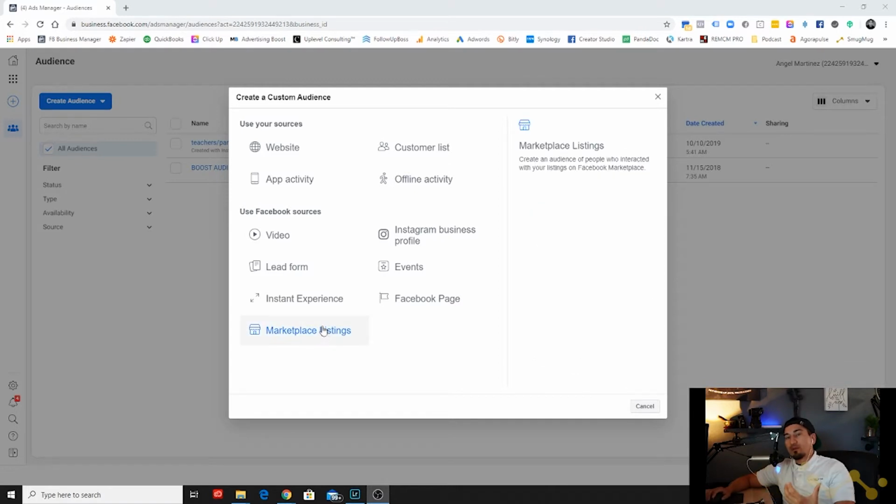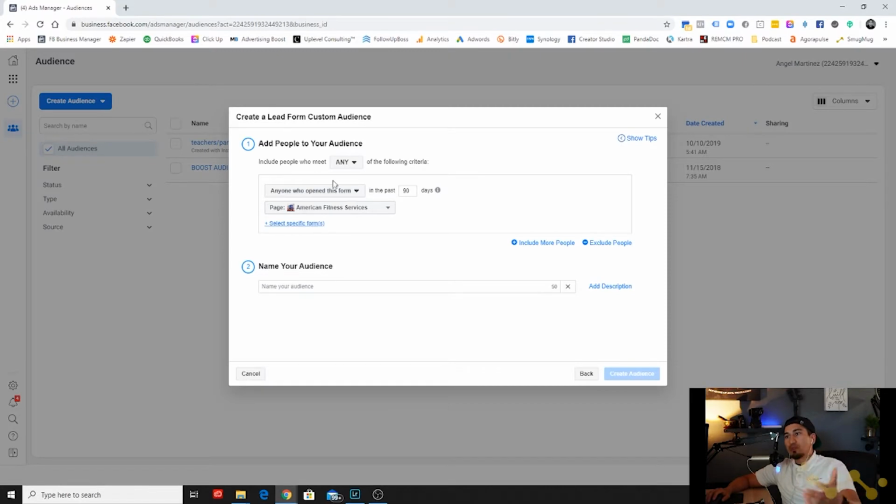I want to show you guys how you can still leverage the data that Facebook picks up in order to go back and retarget them on Facebook. So a lot of times, the majority of the times, we're using Facebook lead forms to generate leads for our clients. Majority of the time you're going to be doing the same thing.